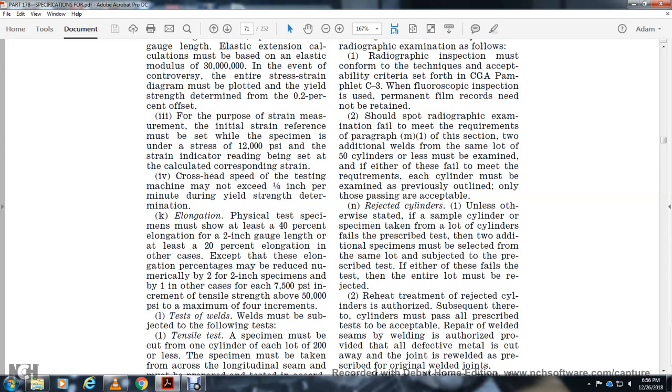Elongation. Physical test specimens must show at least 40% elongation for a 2 inch gauge length, or at least 20% elongation in the other. For the elongation percent, it may be reduced numerically by 2 for each 1,000 psi increment of tensile strength above 50,000 psi, with a maximum 4 increment. The tests of the welds must be subject to the following: a test specimen.